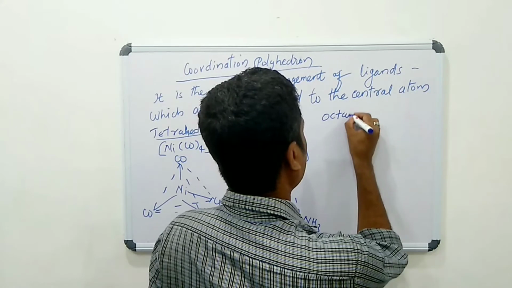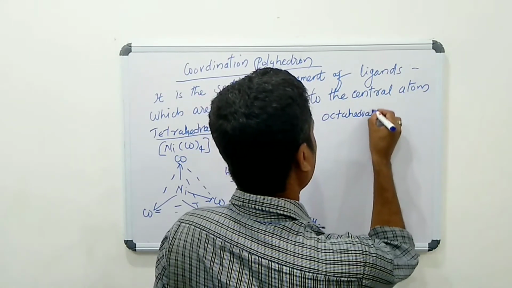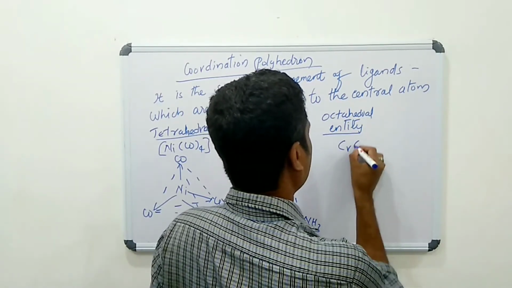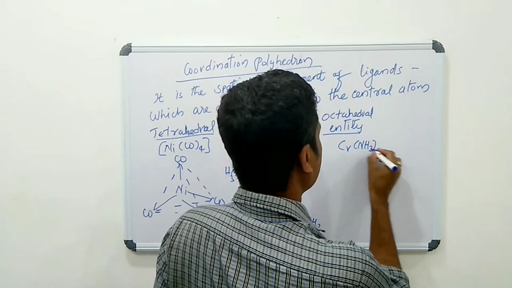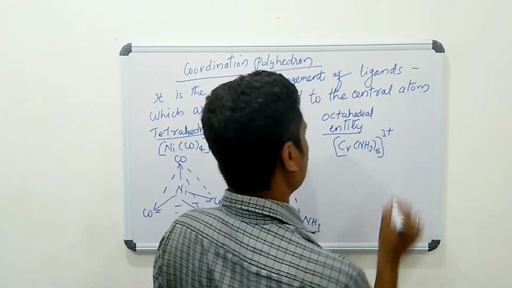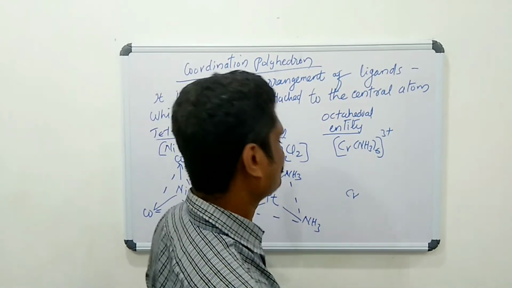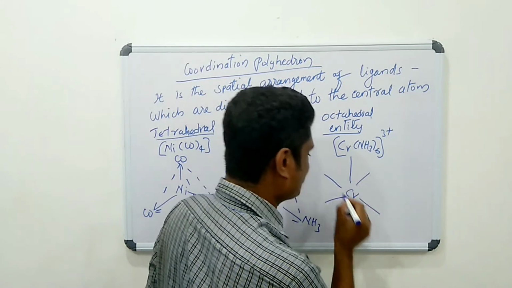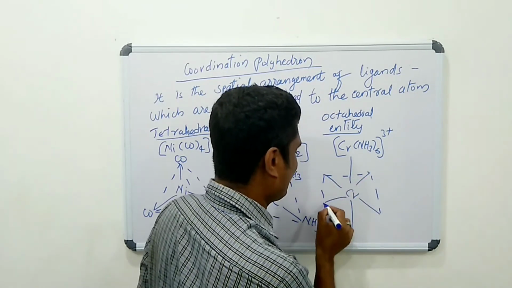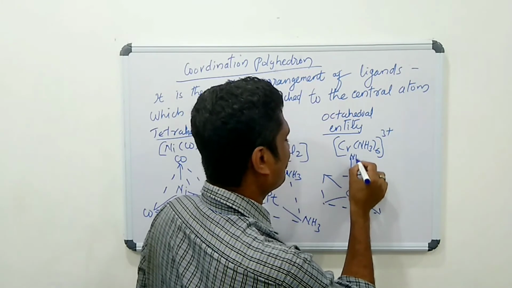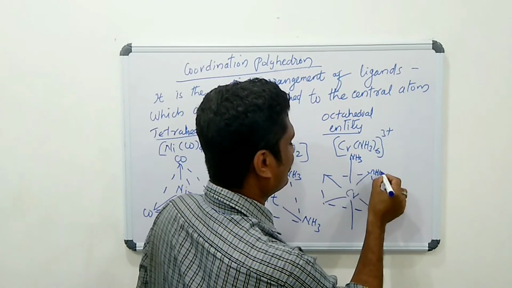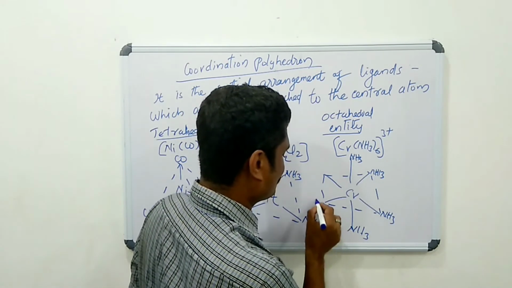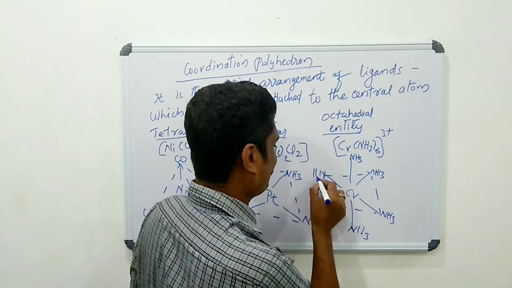octahedral shape. Octahedral entity. Example, [Cr(NH3)6]3+. The six NH3 molecules are directed towards the six corners of an octahedron. Okay, the shape of the coordination entity is octahedral. It attains octahedral shape.